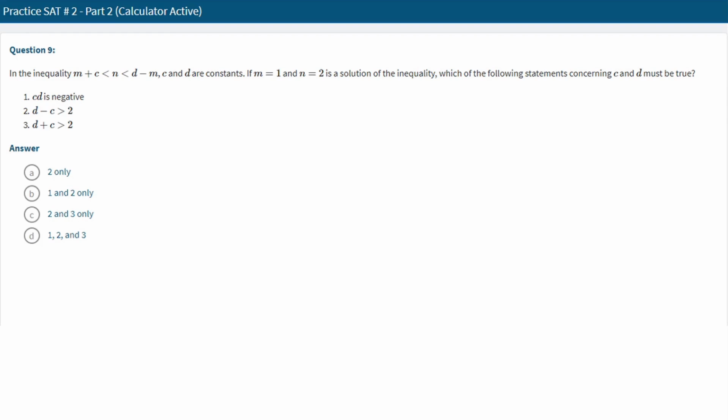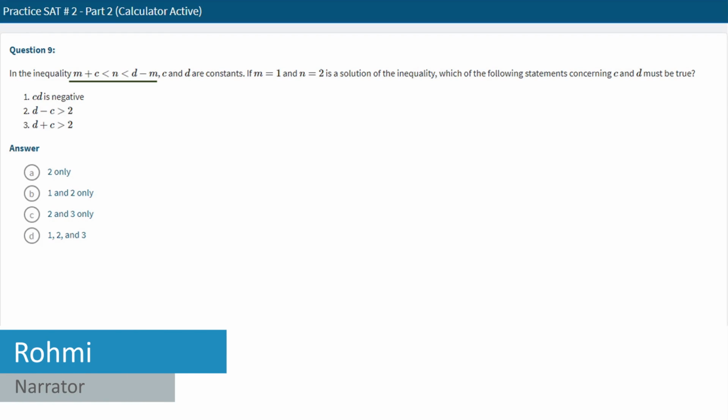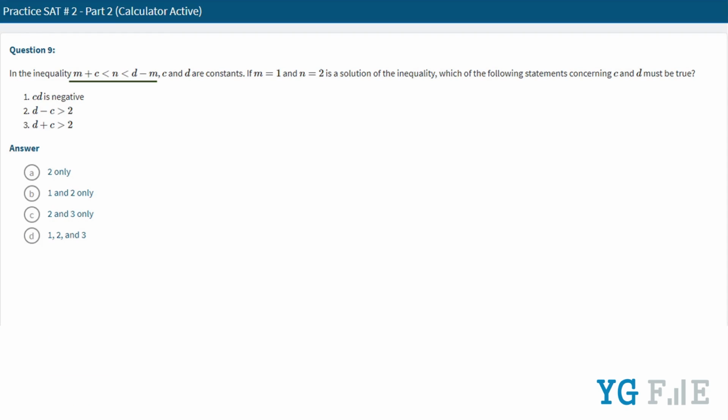In the inequality n is greater than m plus c and n is less than d minus m, with c and d constants, if m equals 1 and n equals 2 is a solution of the inequality, which of the following statements concerning c and d must be true? So here we are given 3 statements about c and d, and we are asked to determine the truth of the statements. To do that, we can use the given information that m equals 1 and n equals 2 is a solution of the inequality.